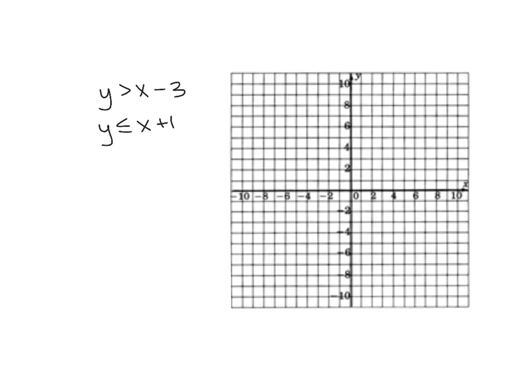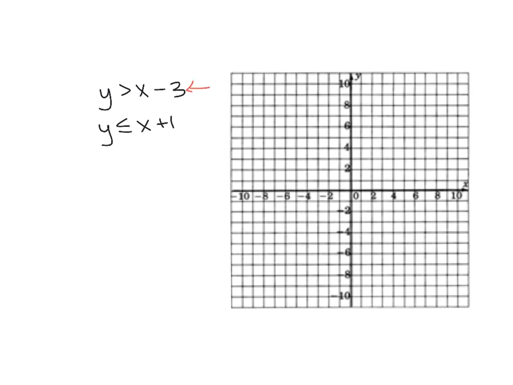y is greater than x minus 3 and y is less than or equal to x plus 1. Again, this one already has y by itself, so you don't need to do that extra step. We're going to do this first in red.